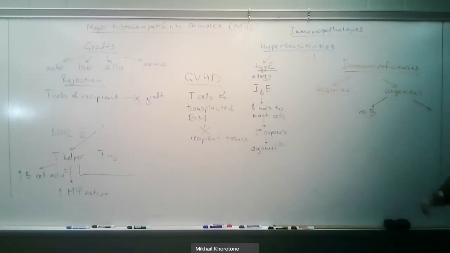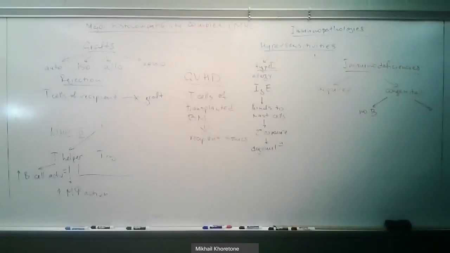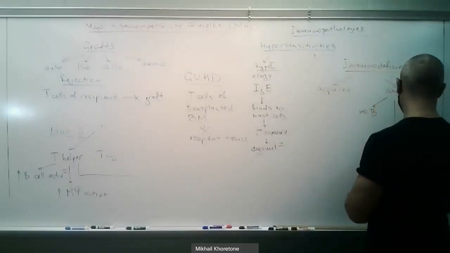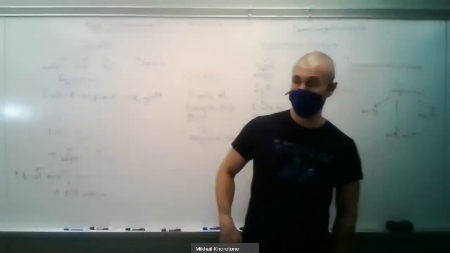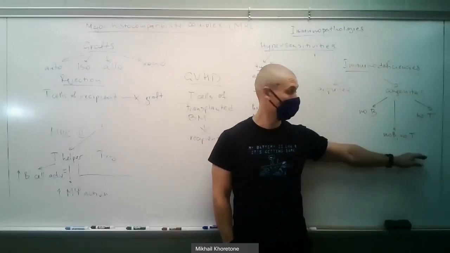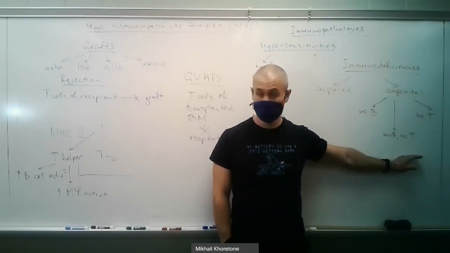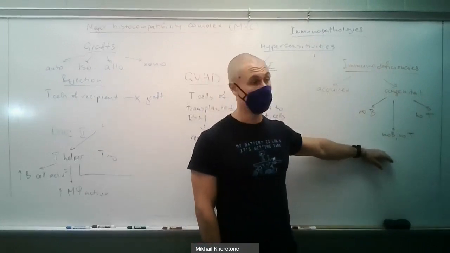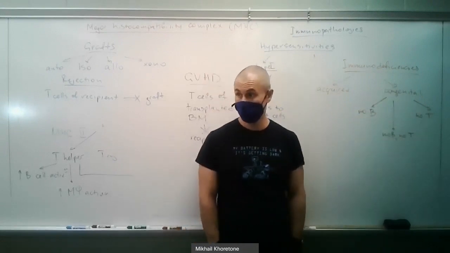No B cells, which is called Bruton agammaglobulinemia. No immunoglobulins, no B cells, no antibody response. No T cells, no cellular response. This is called DiGeorge syndrome. Are you with me? And the most severe of them all is no B and no T cells. It's called severe combined immune deficiency, boy in the bubble, all that kind of stuff. Does that make sense? So DiGeorge, agammaglobulinemia, severe combined immune deficiency. All of them are congenital. So far, we're good.